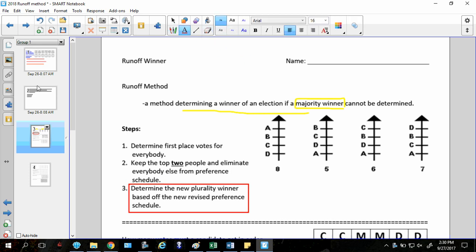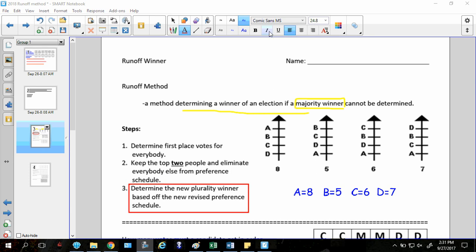All right, so here are the scores. A has 8, B has 5, C has 6, D has 7. Now, what we need to figure out first is, can a majority winner be established? So do we have a majority winner?